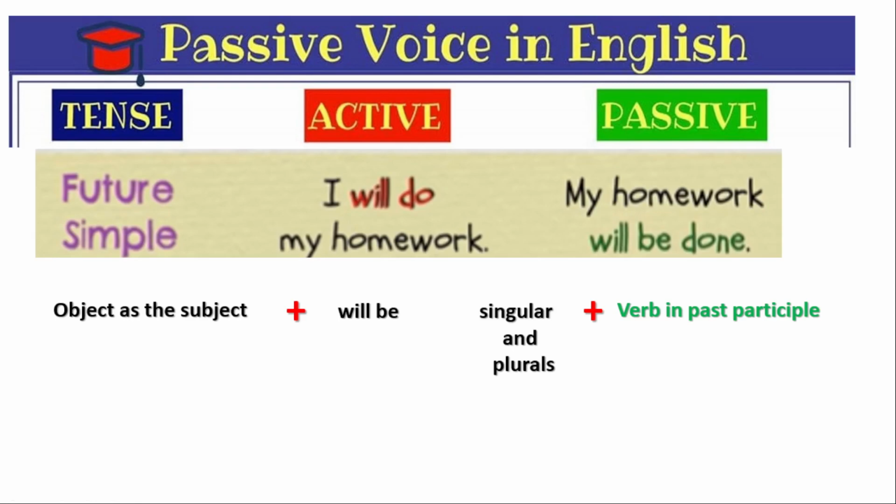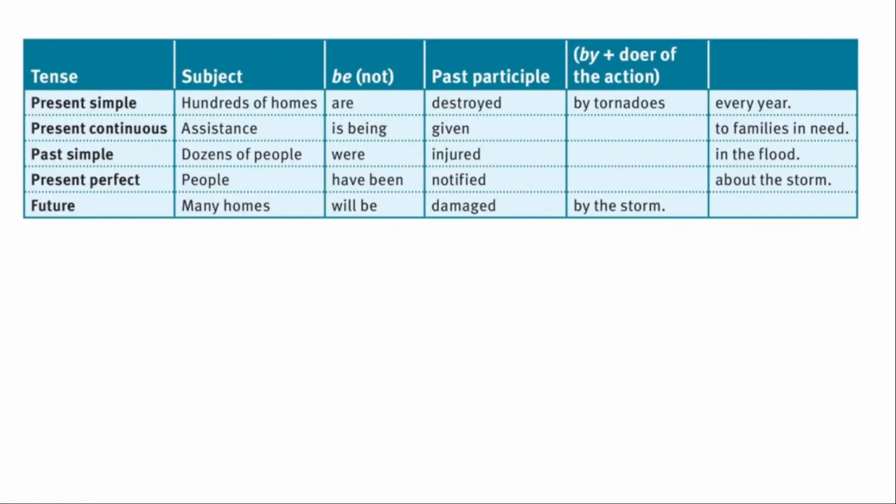Okay, so your first activity is: please write in your notebook the five grammar structures of passive voices in the 5 tenses. Okay, let's take a quick view. Here we have all the 5 tenses that we saw: present simple, present continuous, past simple, present perfect, and future.